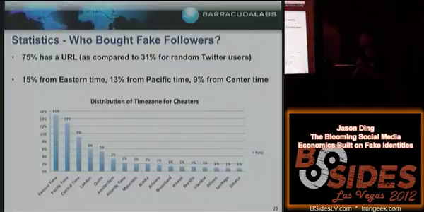Okay, one more statistic that's very interesting: 75% of them have a URL in their Twitter account. This means when you buy fake followers, you have some website or web page to promote. So most likely you promote something; you don't buy followers for fun. You have a purpose. You spend money, so you have to promote some business to earn the money back. Compared to 31% for a regular Twitter account, so about one third of people have a URL in their Twitter account.